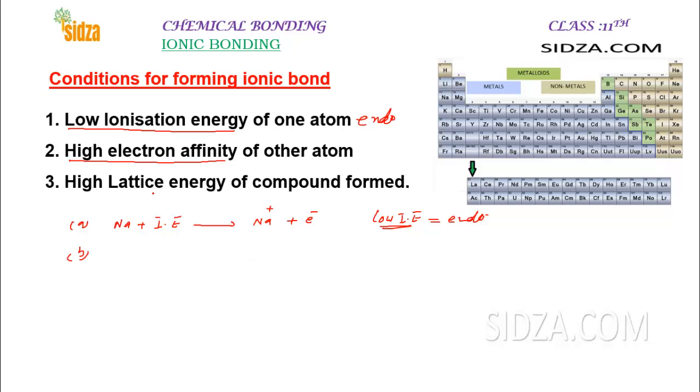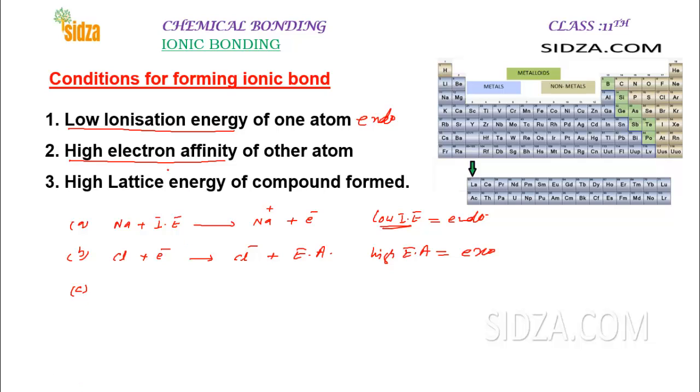The second point is that another element should be there that can gain the electron. Like chlorine, when it accepts an electron, it releases some energy when it forms Cl negative, and that's called electron affinity. This element should have a high electron affinity, which means it should attract the electron very strongly. You can see here the second step is an exothermic step.